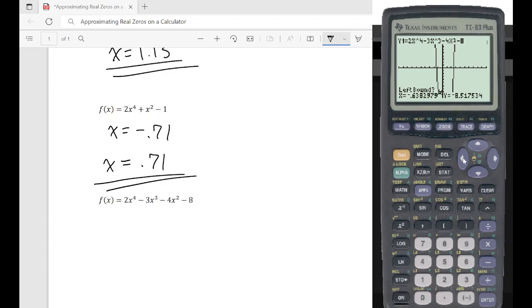And going to have to go over here. I'm going to do this one first. So left bound, so I'm obviously clearly to the left of it, so I can hit enter. And right bound, again, I'm clearly to the right of it. Enter again. It's going to guess. And I'm going to get negative 1.4. So my 0 here is negative 1.4. So that's good for that one.